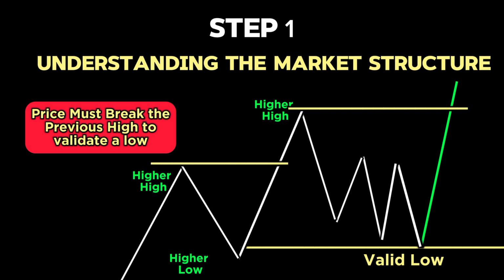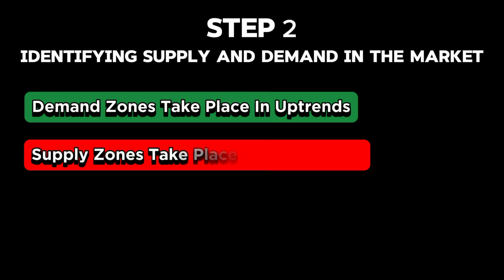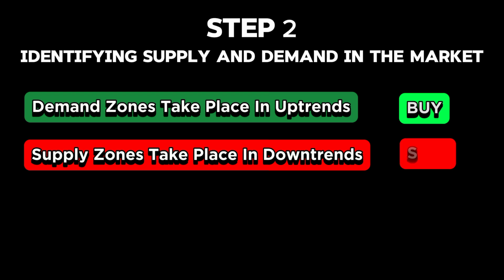So what's next? We move down to step 2. Step 2 is identifying supply and demand in the markets. Demand zones take place in uptrends, and supply zones take place in downtrends. A good way of thinking about this is that you want to buy from demand zones and sell from supply zones. The reason why you want to buy from demand zones is this.